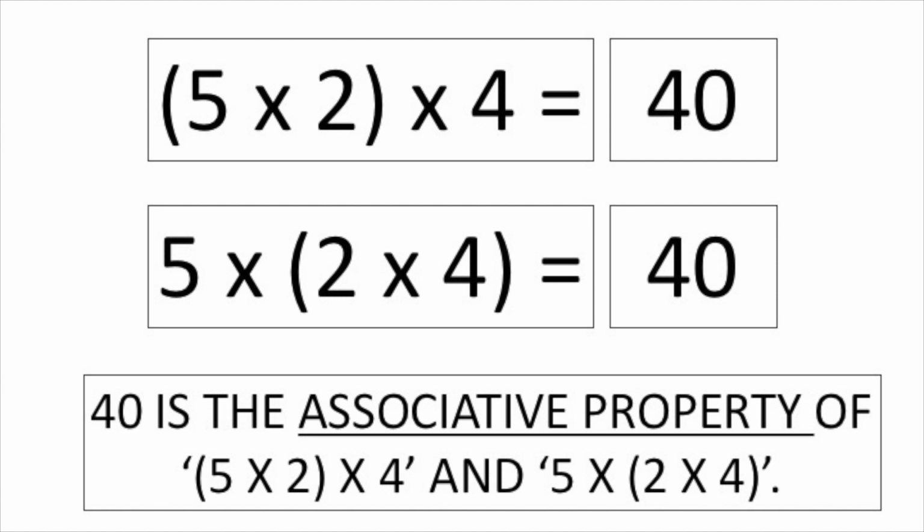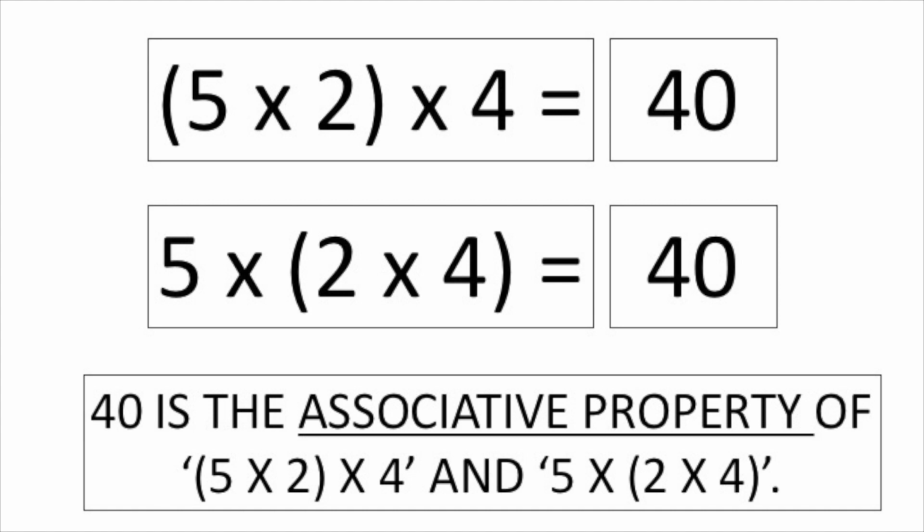First of all, we have to do 5 times 2, then times that by 4. And in the second sum, 2 times 4 times by 5. But because we're using the same numbers each time, 5, 2, 4, you see? Even though the brackets are different, the answer is the same, 40. So we can say 40 is the associative property of 5 times 2 times 4 and 5 times 2 times 4.